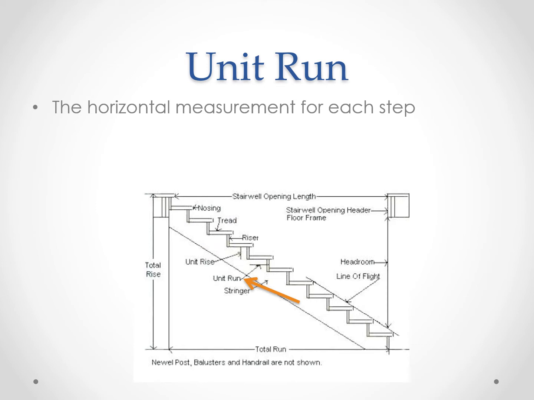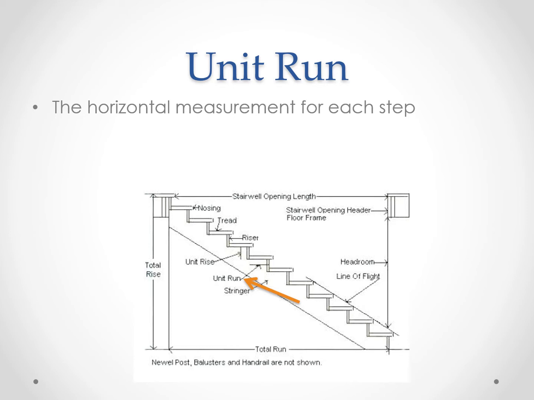Okay, let's take a look at unit run. Unit run is a lot like unit rise, except for the fact that it is the horizontal measurement, not the vertical measurement of each step. So again, unit run is the horizontal portion of each individual step. If we were to take all the unit runs in one set of stairs and add them together, then we would have the total run.